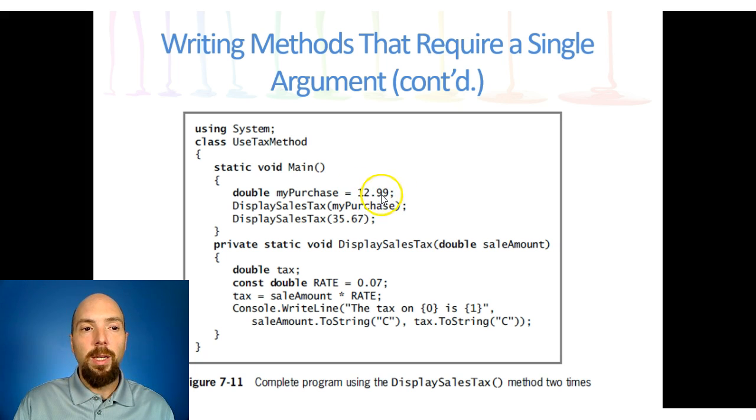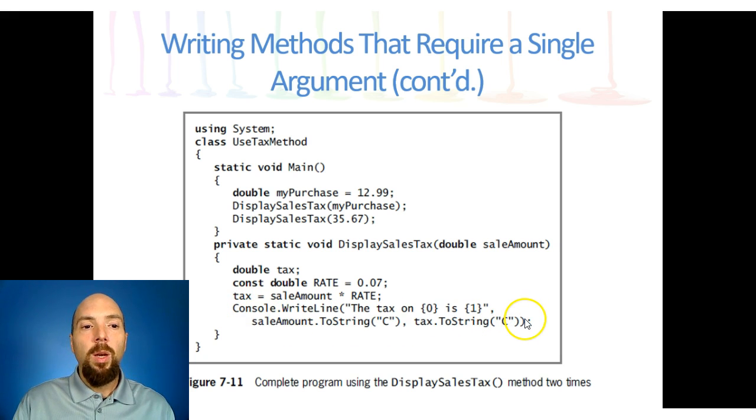So imagine this $12.99 being thrown over here. We throw the $12.99 as a double, and this method is going to stick it into sale amount. Then it takes the tax. It creates a variable to hold the tax. It has the rate of 0.07. It will take sale amount, which was $12.99. Remember, $12.99 got thrown over here. So $12.99 times 0.07 equals some amount, and it will display that out to the screen to show what the tax is.